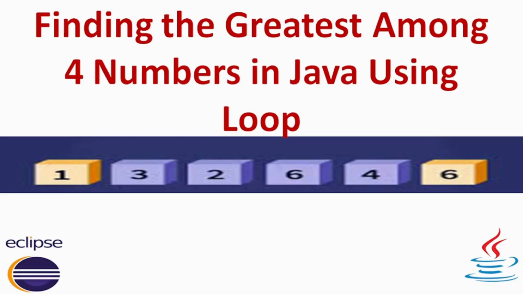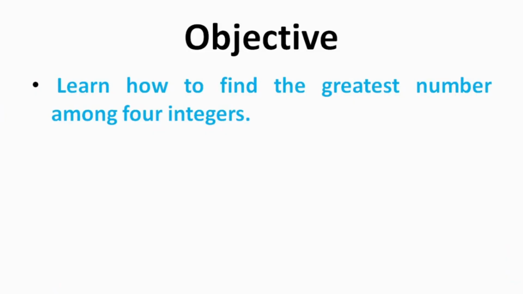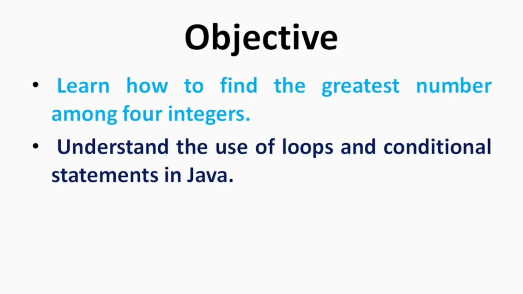In this video, we are going to learn how to find the greatest among four numbers in Java, but with a cleaner approach using a loop. So let's first understand the objectives of today's session. The objective is to learn how to find the greatest number among four integers and to understand the use of loops and conditional statements in Java.